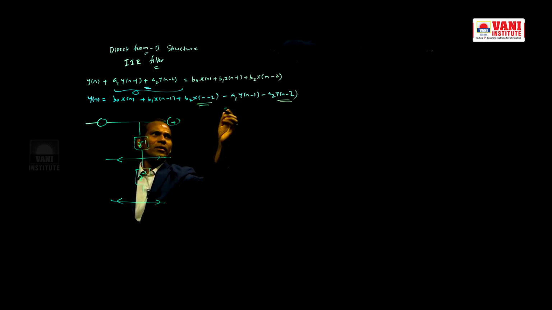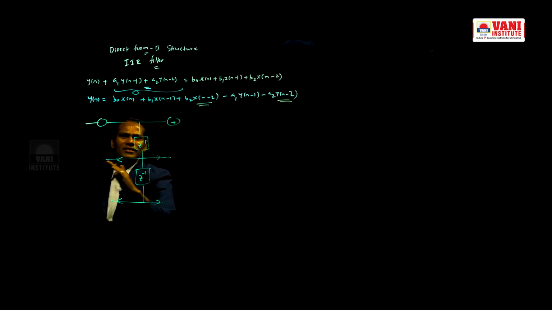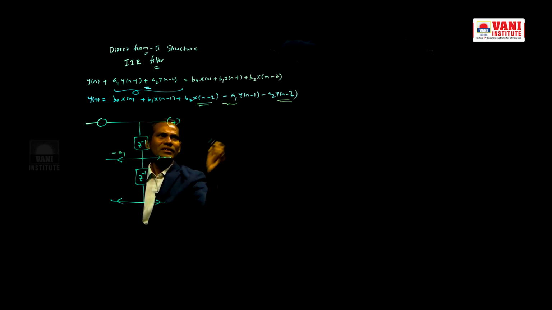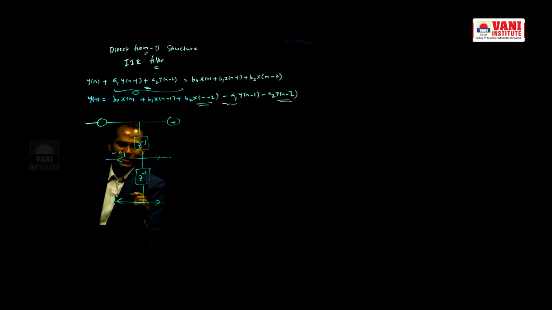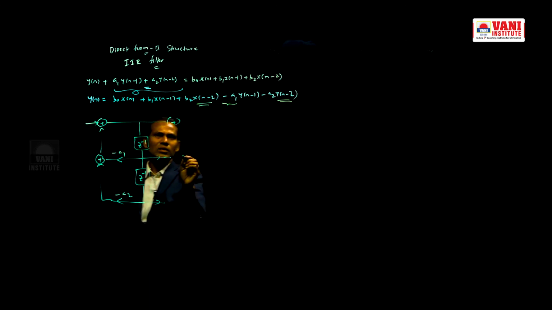So think like this is y side, this is multiplied with minus a1 and this is multiplied with minus a2 and here b0 will come. Whenever you are drawing like this, think like this point is x, b0 into x, and x of n minus 1 into b1, x of n minus 2 into b2 and so on.